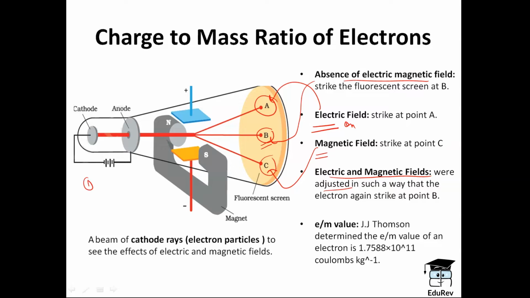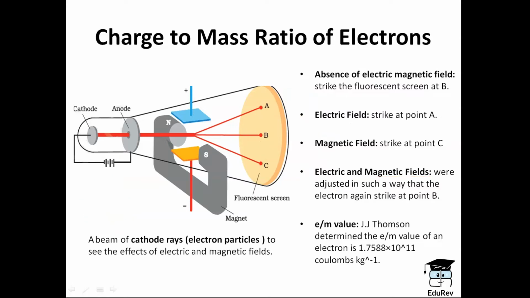When the electric field was on, electrons strike at point A. When the magnetic field was on, they strike at point C. In the absence of both electric and magnetic fields, they travel in a straight line and strike at point B. Also, when the electric and magnetic fields were adjusted, electrons were able to strike at point B again.